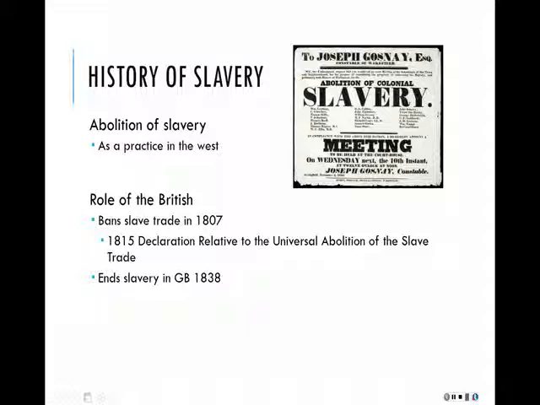And in 1815, the Declaration relative to the universal abolition of the slave trade condemned the practice and called upon all states to declare slavery illegal. And so this movement, the abolitionist movement, was associated with the Enlightenment and other religious movements such as the Quakers. Britain, however, didn't live with slavery every day, as was the case in the United States.